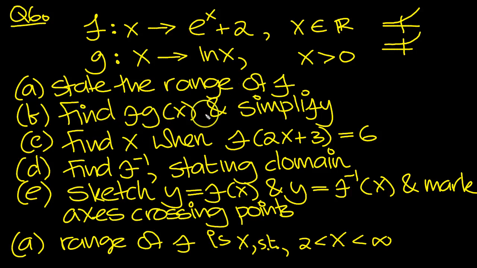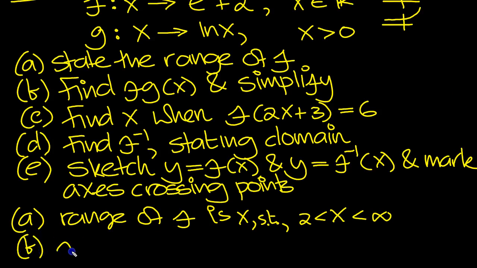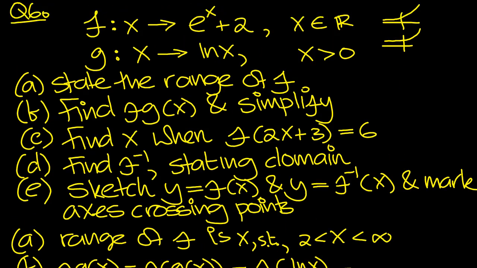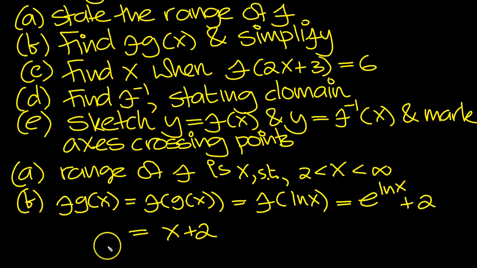Find the f composite g and simplify. So f of g of x then. fg of x is equal to f of g of x, which is f of ln x, which is equal to, f sends something to e to the something plus 2. E to the something then, plus 2, and that's equal to, e to the ln x is just x, so it's x plus 2. So there's our composite function.